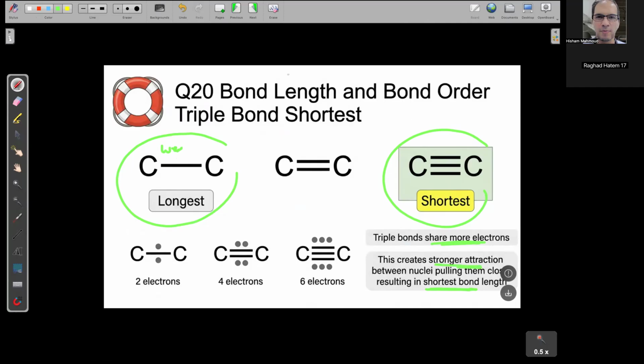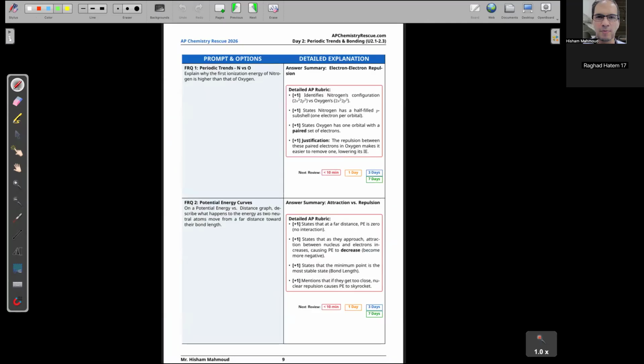That was the end of the 20 MCQ questions. After that, we have FRQ questions, but we don't have enough time today. We'll be doing it in another part.